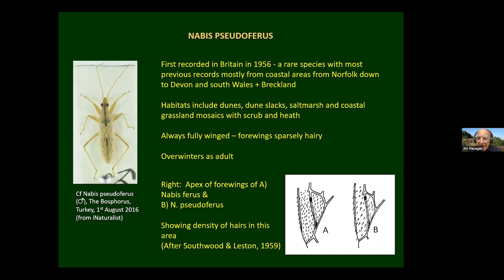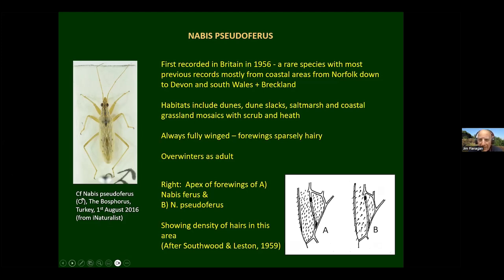but it's tempting to fall back on it to try and demonstrate that you've got pseudoferus. But it is a difficult species to identify. Habitat and location is helpful. And I found difficulty finding pictures of this species. As you can see, I've resorted to showing you what a possible pseudoferus looks like, and that's from the Bosphorus in Turkey, from iNaturalist. That's a Creative Commons image.